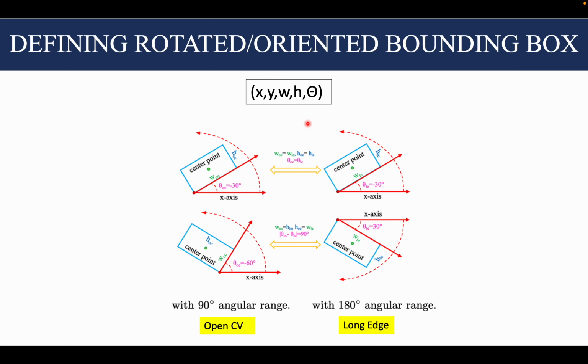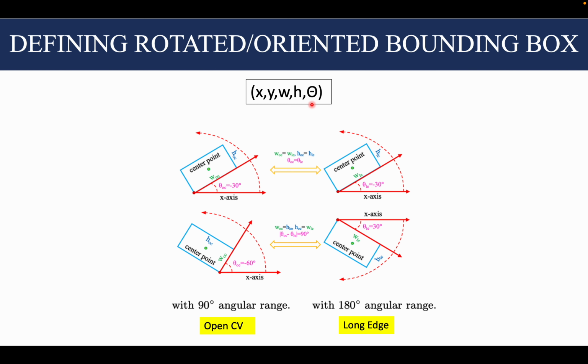Let us now see how we would define a rotated or oriented bounding box. A rotated bounding box is defined using 5 parameters. The first 4 parameters are the same as in the case of horizontal bounding boxes using the center, width and height method. So x and y represent the center of the rotated bounding box, and w and h represent the width and height of the rotated bounding box. The additional parameter here is theta, which is the angle parameter.